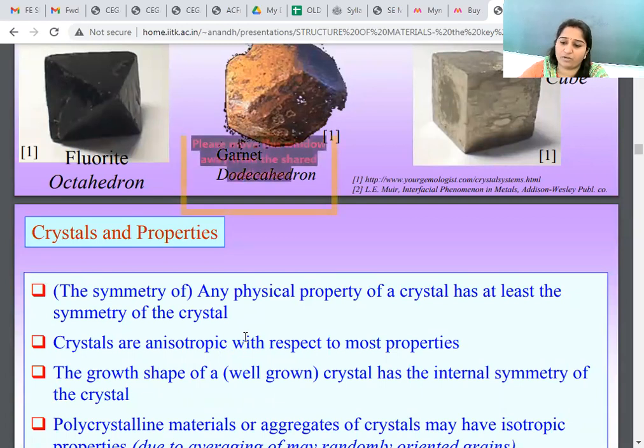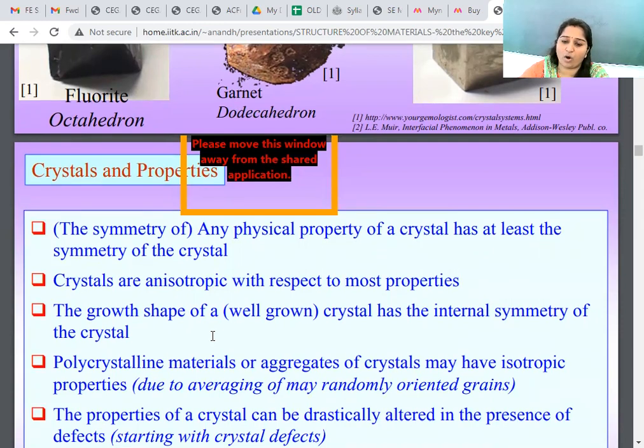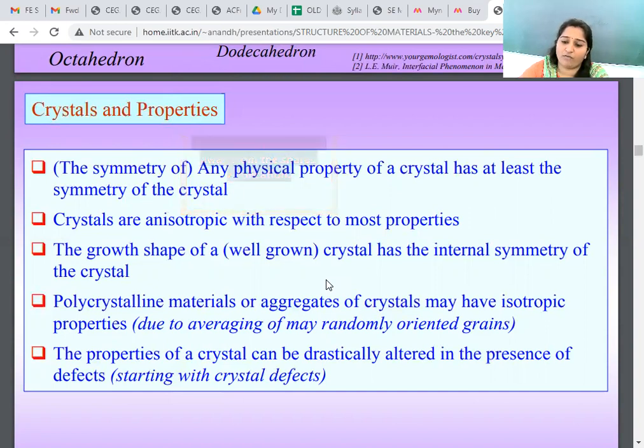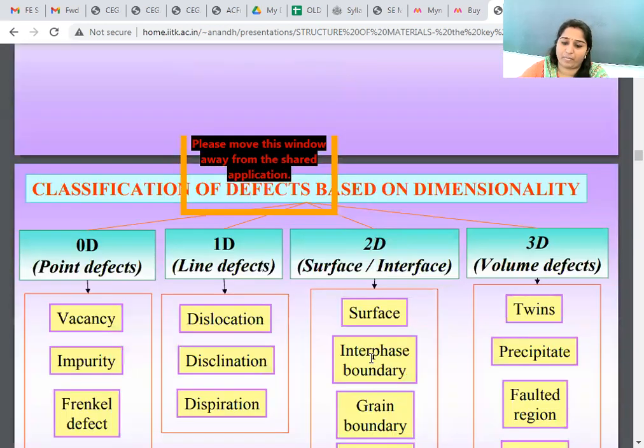The symmetry of any physical property of a crystal has at least the symmetry of the crystal. Crystals are anisotropic with respect to most properties. The growth shape of a well-grown crystal has the internal symmetry of the crystal. A polycrystalline material or aggregate of crystals may have isotropic properties due to averaging over many randomly oriented grains. The properties of a crystal can be drastically altered in the presence of a defect, so we start with crystal defects.